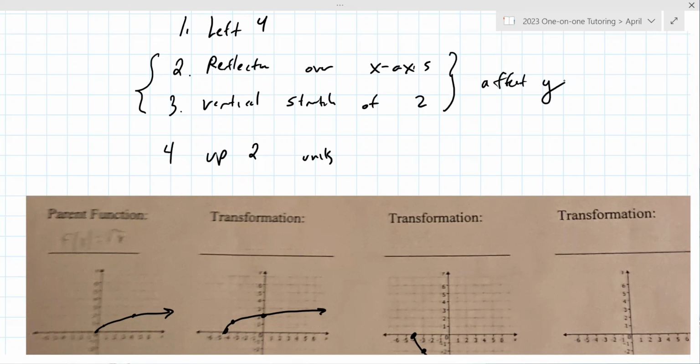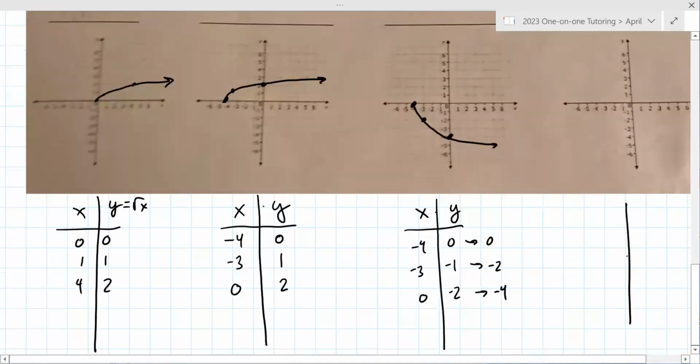Yeah, and then you get that, and the next one you would just move it up. So you're only affecting the y. The y is going up 2. Yeah, and that would be adding 2.